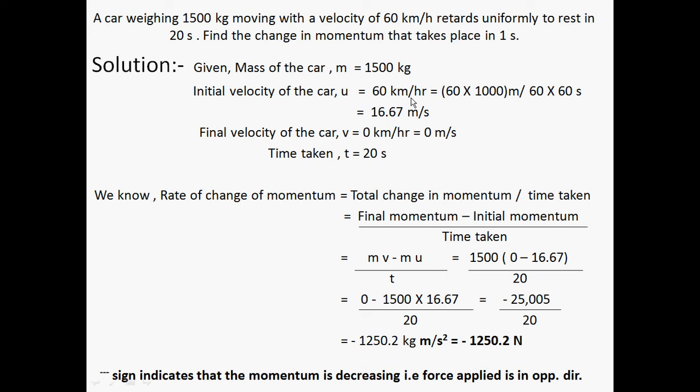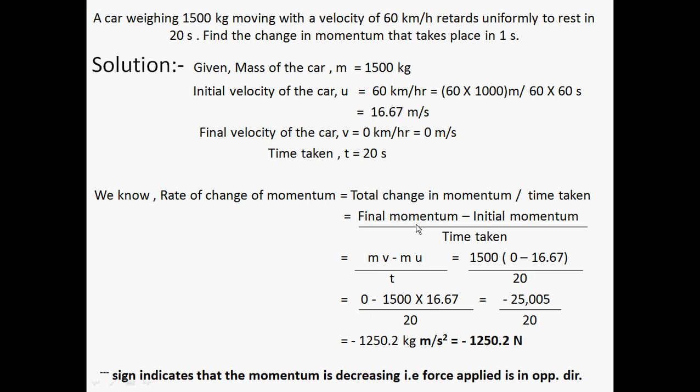To convert kilometer per hour into meter per second, as I told you in the motion chapter, we multiply by 5 by 18, or 1000 upon 60 into 60 seconds. That means 1000 upon 3600 seconds. So the value for converting kilometer per hour to meter per second, the 60 will come out to be 16.667 meter per second. Now the final velocity is 0, so the value for the final velocity of the car will be 0 meter per second.